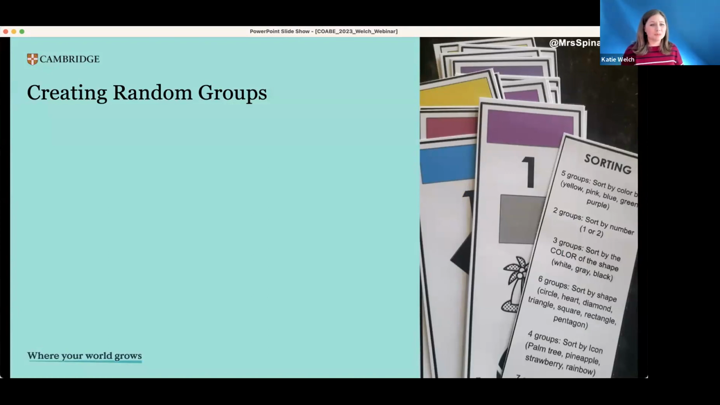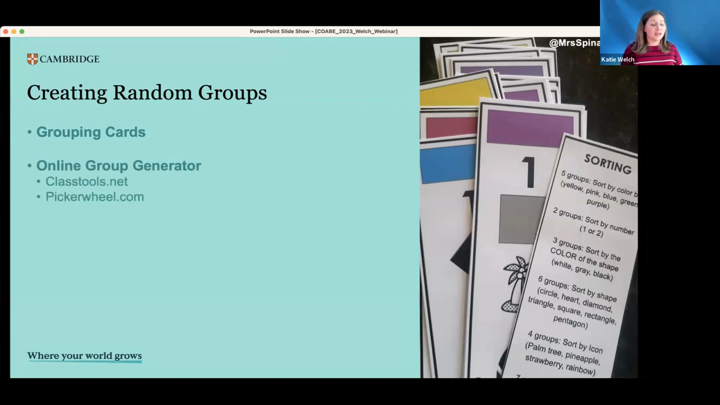But for random groups, there are lots of different ways to sort. You could use a sorting card, like the one that you see over here, that just has a color on the top and then a number and then a picture. These are just ways to randomize. You can give everyone a sorting card and say all the purples get together, all the number 3s get together, everyone that has a diamond get together.